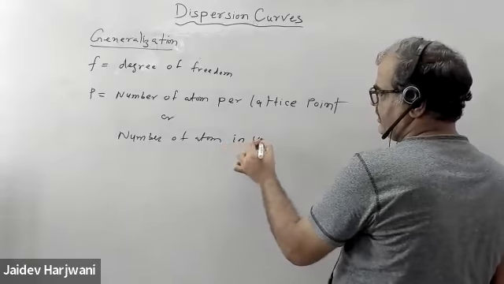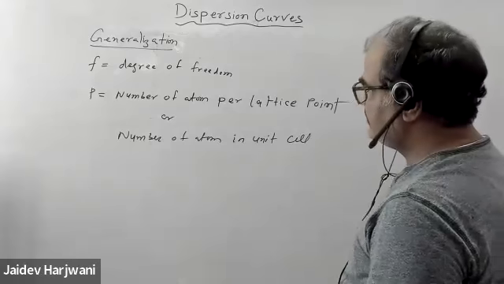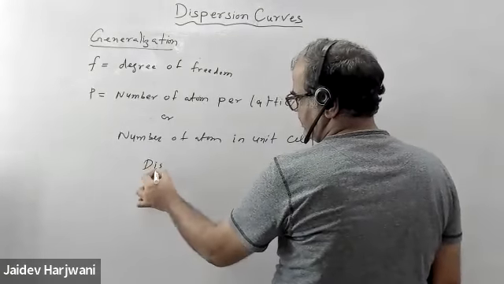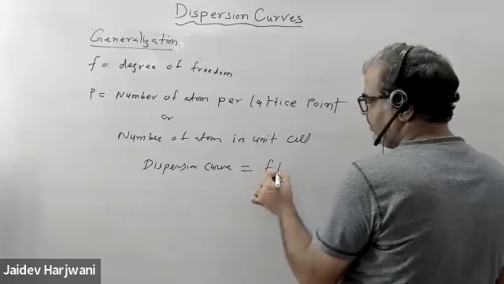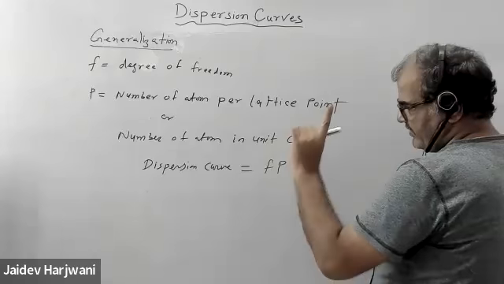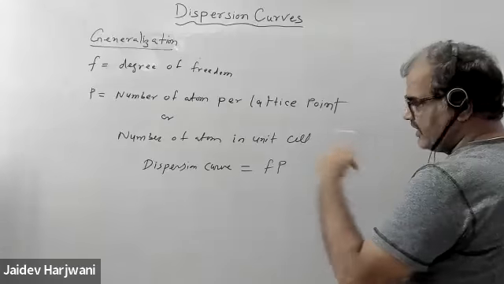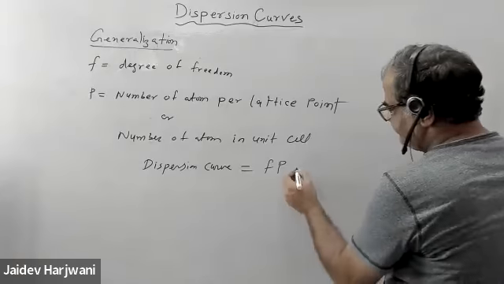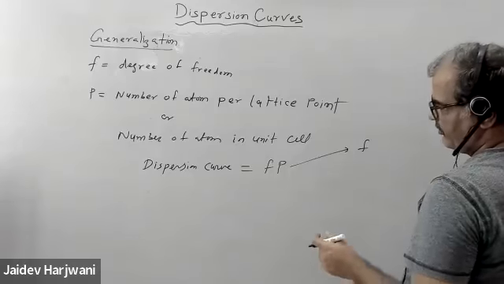In that case the total number of dispersion curves will be fp. For example, if f equals 1 and p equals 1, we have one dispersion curve. If f equals 1 for 1D and there are 2 atoms, we have two dispersion curves. Similarly, in other dimensions you can calculate. So your total will be fp curves.